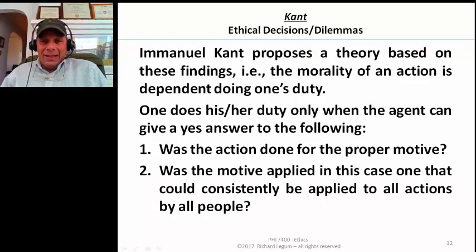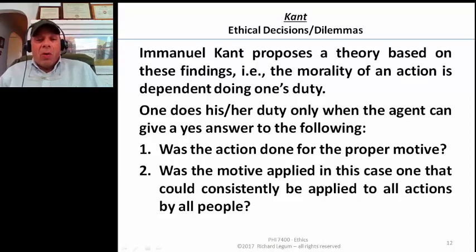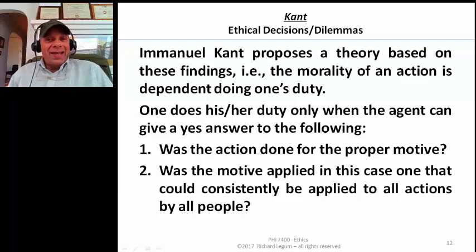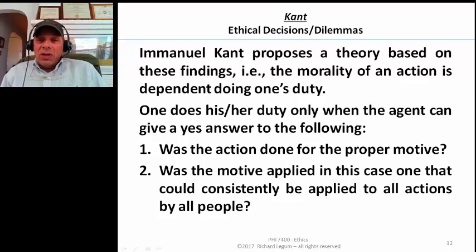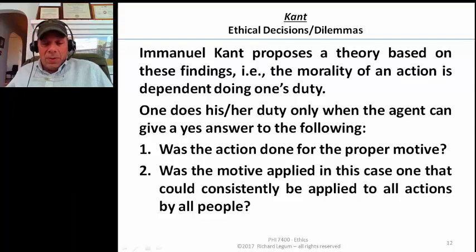And the second thing is, in assessing whether the motive is a proper motive, you have to be able to answer yes to the question, was the motive that you applied in this case one that could consistently be applied by the person who's doing it, the person whose motive it is, the person whose reason it is, to all actions by all people, in all cases. So these are fundamental questions that have to get a yes answer, according to Kant, for the action to be right.